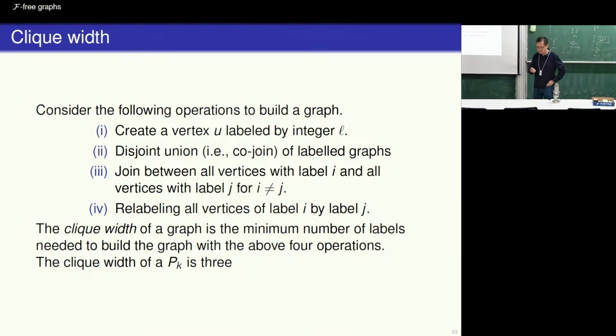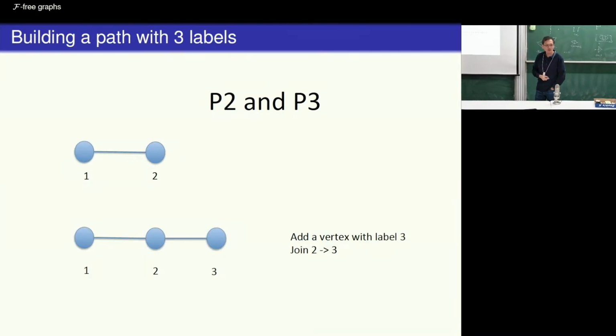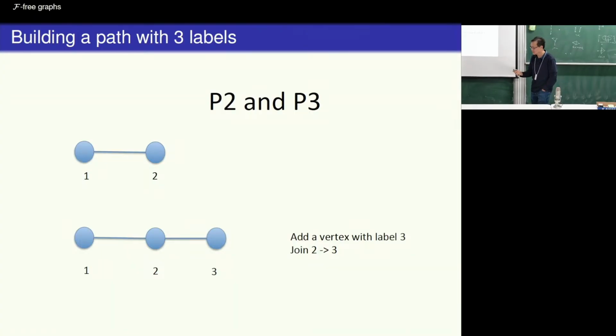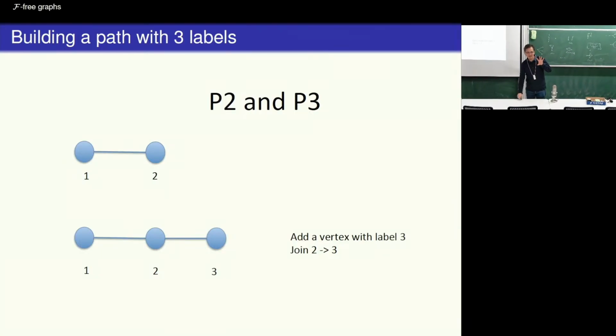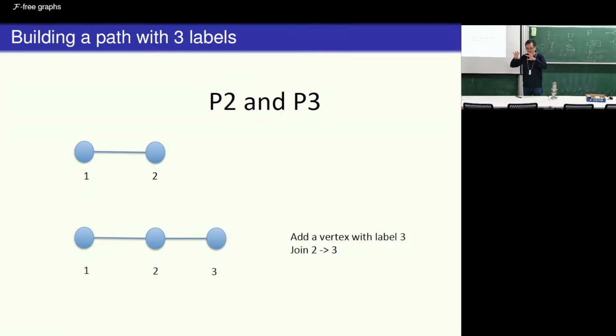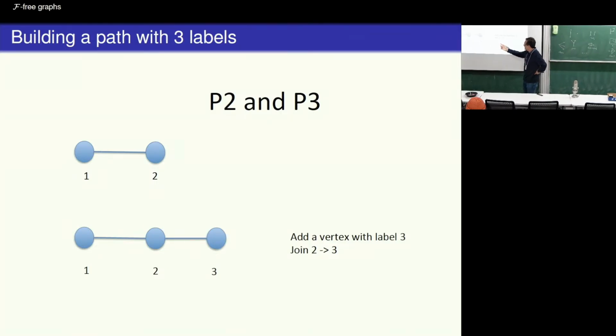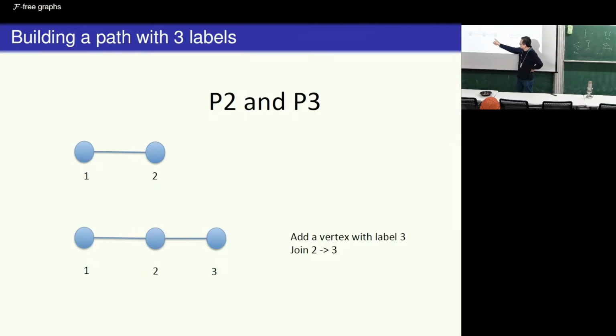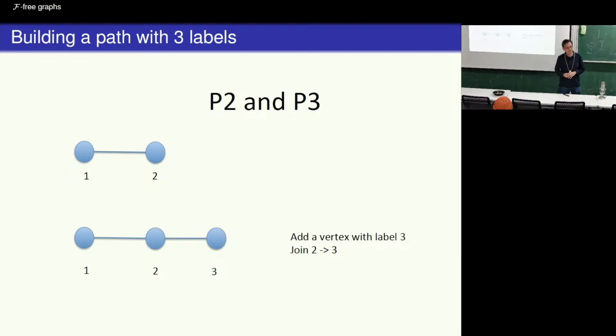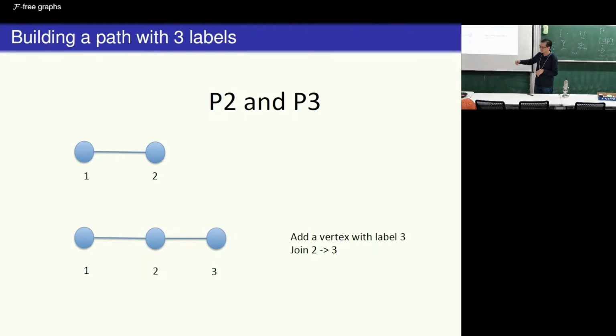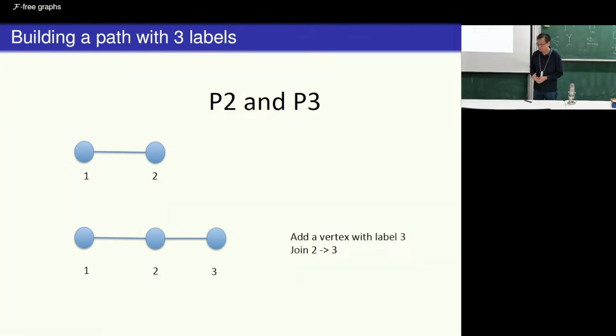Okay. So it may sound complicated the first time you see it. Let me show you an example. Let's say I want to build a path, a long path. So for a path on 2 vertices, that's easy, right? Vertex label 1, vertex label 2, make a join between 1 and 2. Say now I want to build a path on 3 vertices. That's easy too. I introduce a new vertex with label 3 and I say join 2 and 3. Easy, right? Now I want to build a P4 with only 3 labels. What do I do?